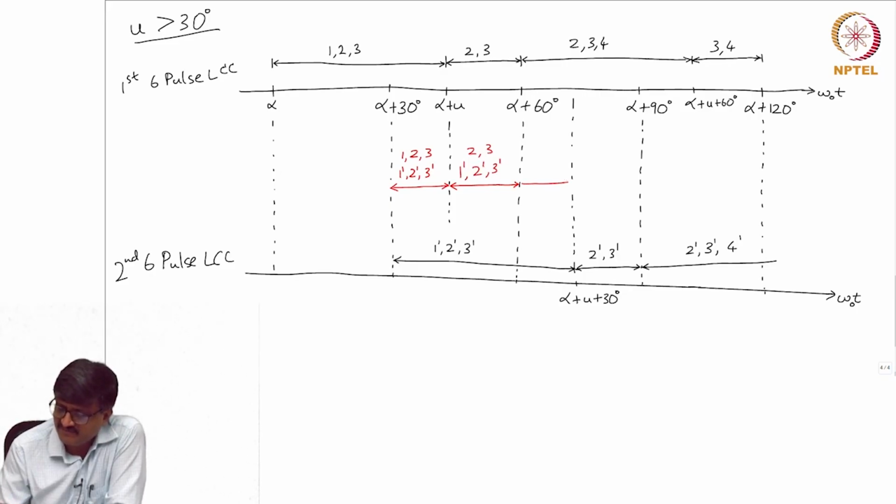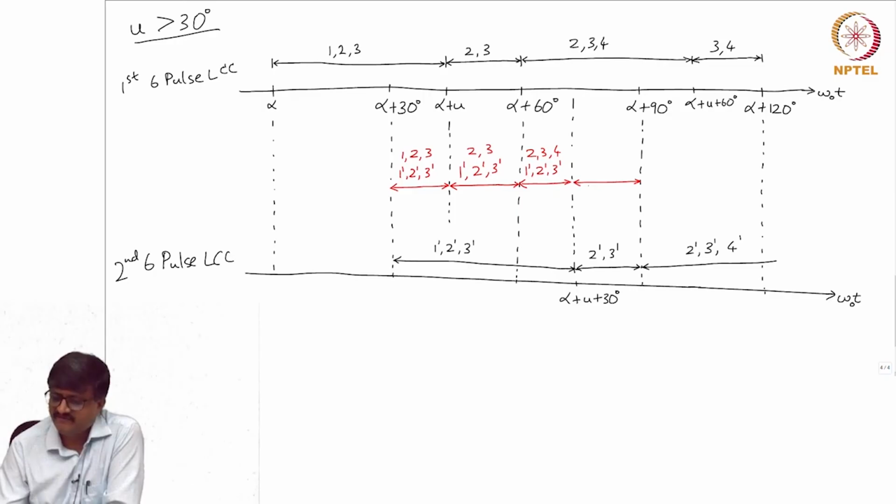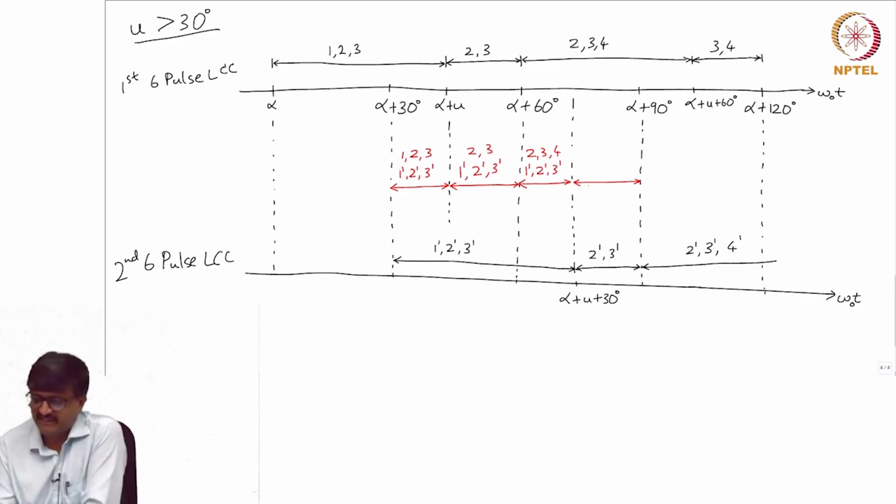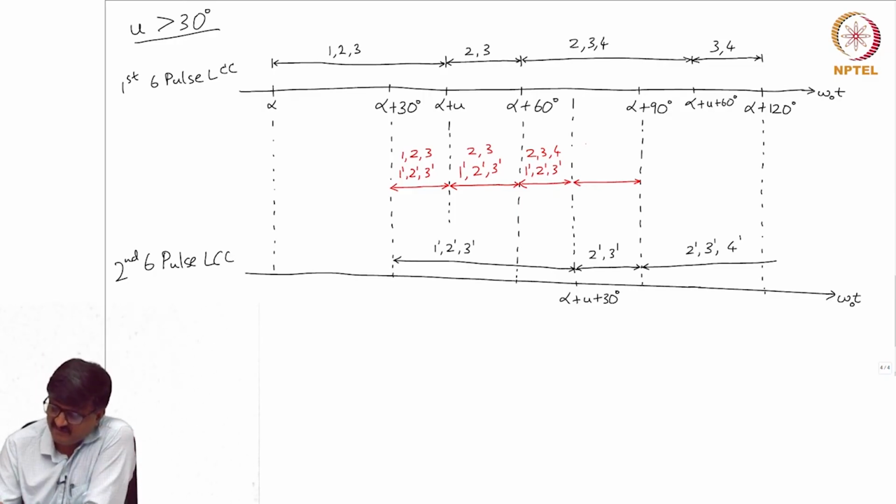Then from alpha plus 60 to alpha plus u plus 30, 2, 3, 4 and 1 prime, 2 prime, 3 prime. And from alpha plus u plus 30 to alpha plus 90, it is 2, 3, 4 and 2 prime, 3 prime.